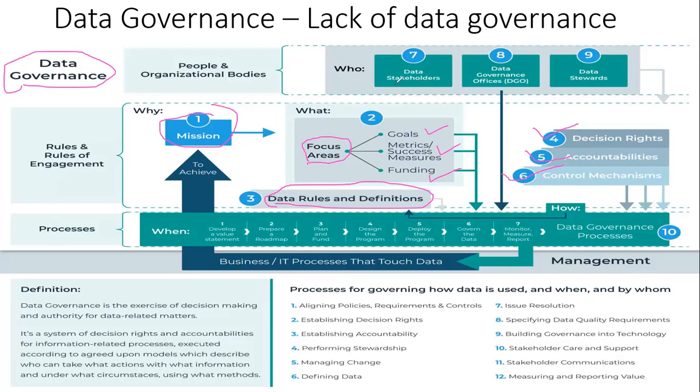Data stakeholders are all the business heads, the IT heads and the data heads. Data governance offices are the data governance people like data stewards, senior data steward, junior data steward. There are people like those who are ensuring the execution of the data governance program. Stewards मैंने आपको बता दिया है.